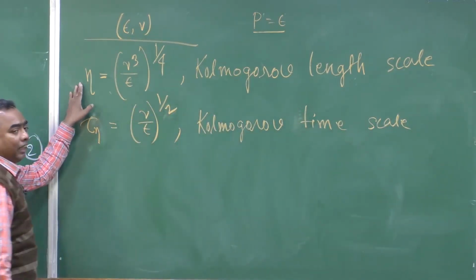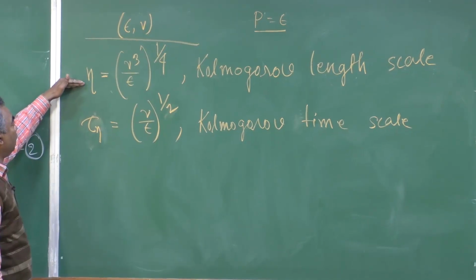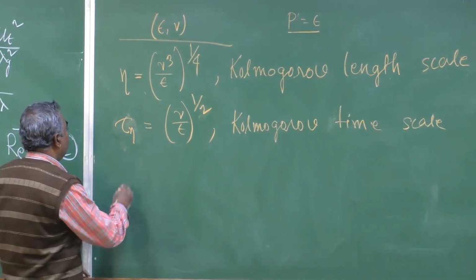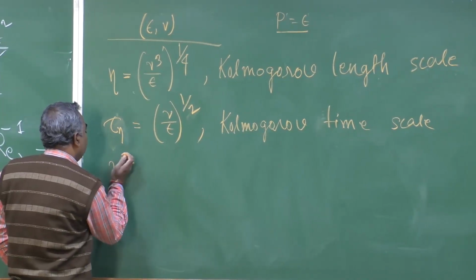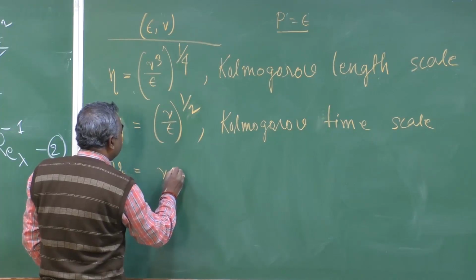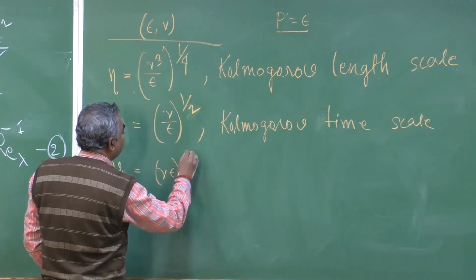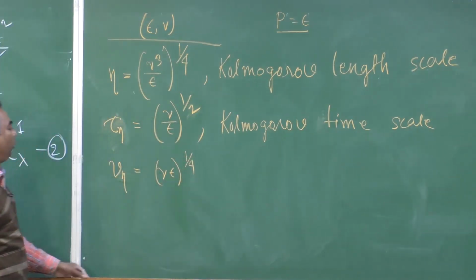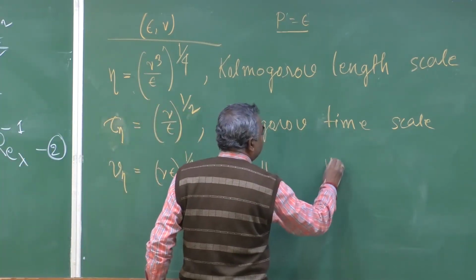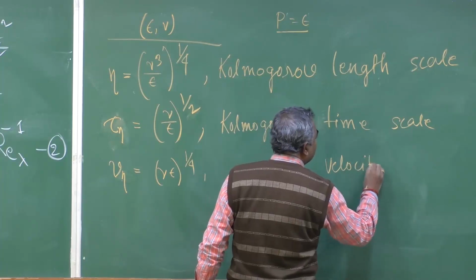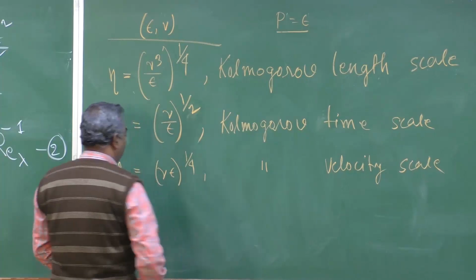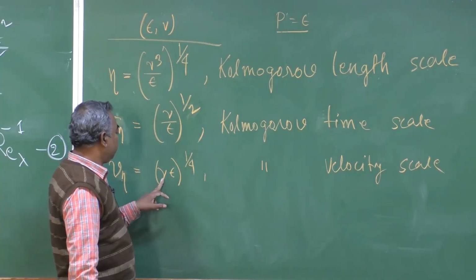And the length scale you have got, the time scale you have got. So, length divided by time scale is nothing but your velocity scale. So, if you find the Kolmogorov velocity scale V eta, that is going to come as nu into epsilon to the power 1 by 4. I am not sure, let us check it. So, this is your Kolmogorov velocity scale.